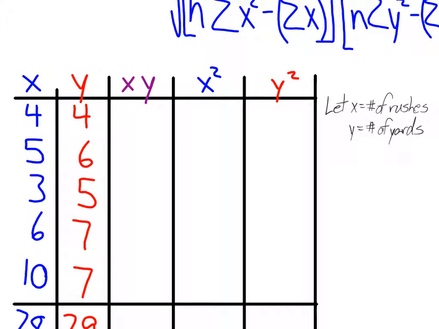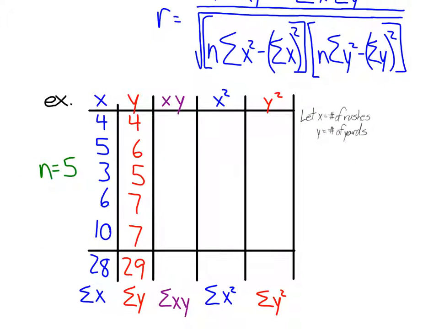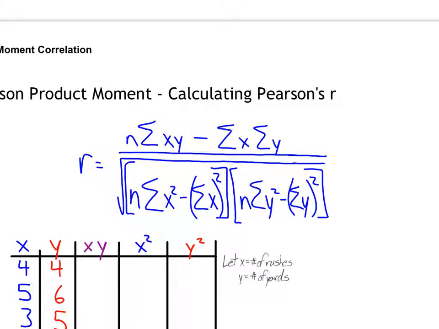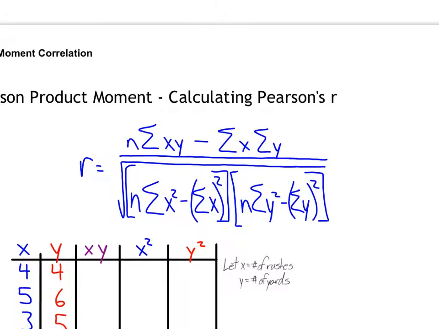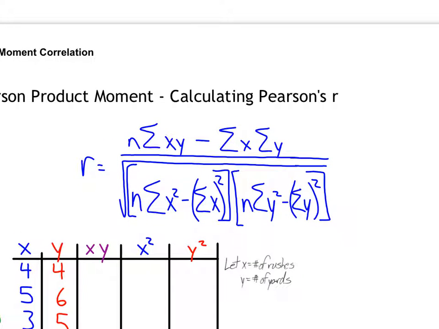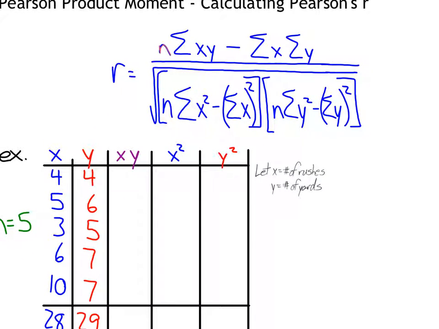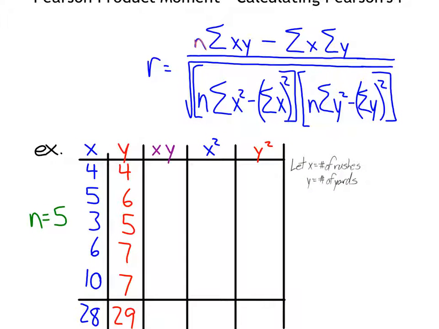The situation doesn't really matter, but I want to have some kind of a situation for our hypothesis test. That's the best thing I could come up with in 20 seconds. So here's what we have. Notice in the formula, we have n showing up a couple of times. N is our number of scores. So in this case, how many do we have? 5. So n is going to equal 5 in this case.